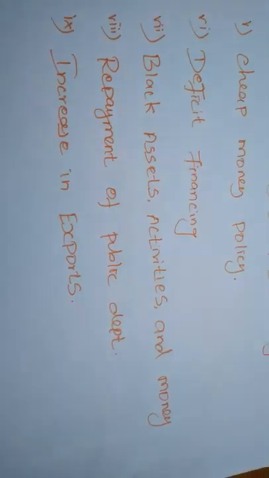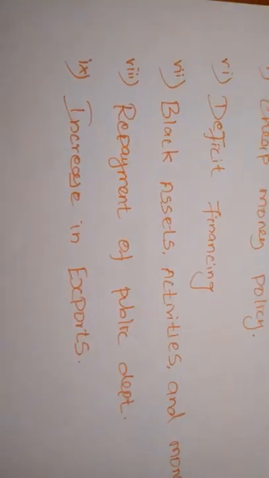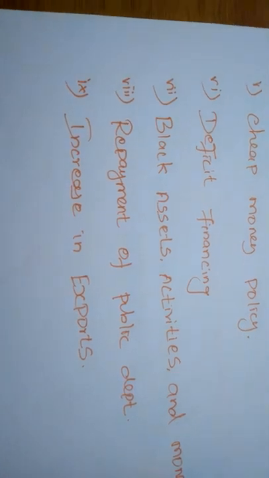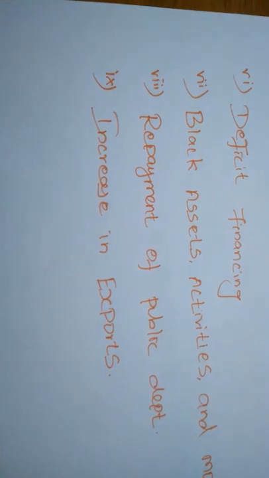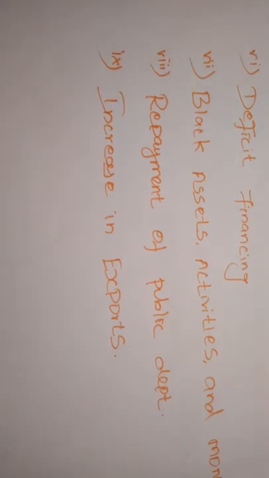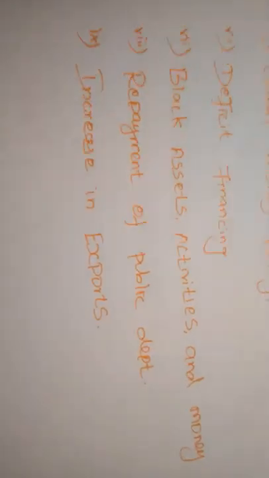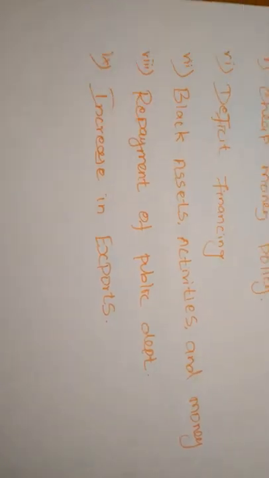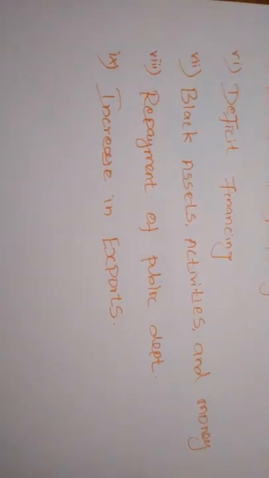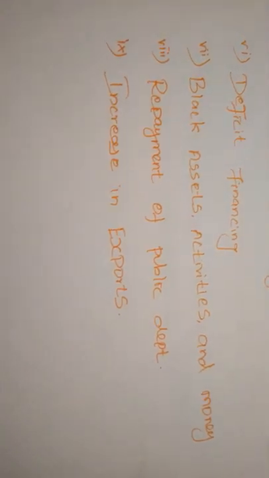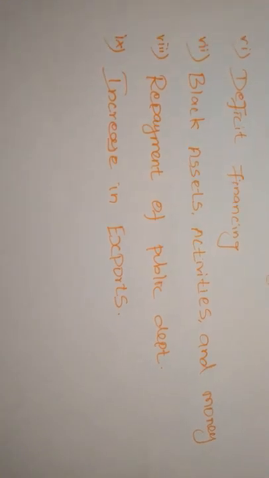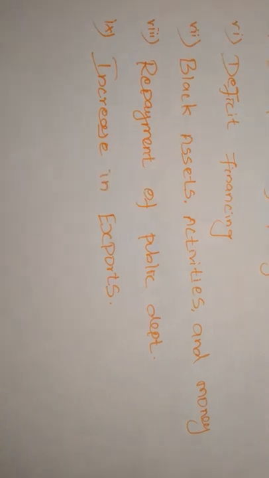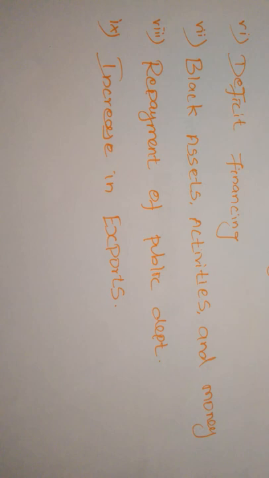Next, black assets, activities and money. The existence of black money and black assets due to corruption, tax evasion, etc. increases the aggregate demand. Normally, black money means money that a person holds without paying tax or without proper documents. On the basis of government policies, a single individual should not have assets beyond the optimum level. But many persons have more assets without the government knowing or without proper documentation. And corruption means that whenever we want some work done, we have to pay some money.